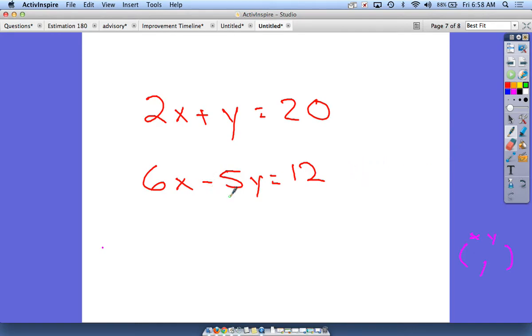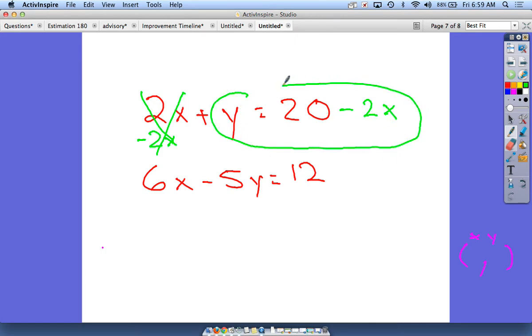Alright, I would say that the very easiest way to do this problem is to take this y and make this equation into y equals. And that's pretty easy to do. All I have to do is take away 2x on this side and then minus 2x on this side. This would of course cancel out, leaving us with y equals 20 minus 2x. This would be our equation. So this is what y is equal to, 20 minus 2x.